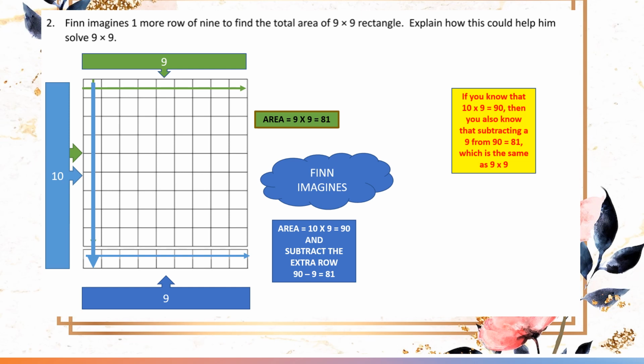So the explanation, or the way that you can explain how this could help him solve 9 times 9, which is the actual answer to this question, is if you know that 10 times 9 equals 90, then you also know that subtracting a 9 from 90 would equal 81, which is the same as 9 times 9. So this explanation in yellow is the actual answer.